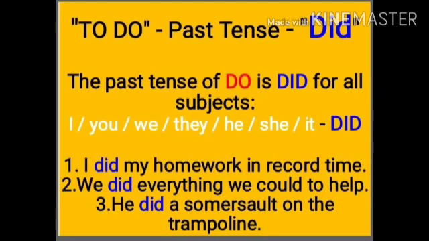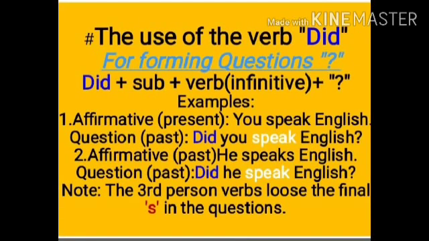Did is used in the case of past tense or when you want to talk about a past event. It is the past form of do, and with all the subjects like I, we, you, they, he, she, it, we use did whether the subject is singular or plural. How to form questions with did. The rule is did plus subject plus verb, infinitive form, that is the root form of the verb, and it ends with a question mark. Let's do some examples.